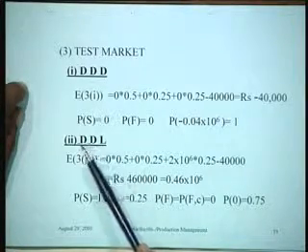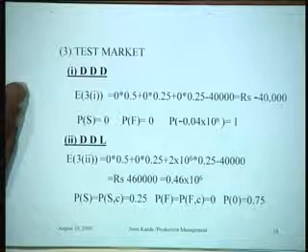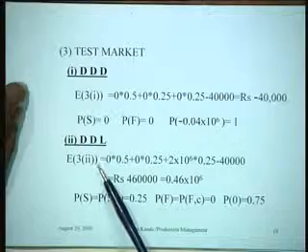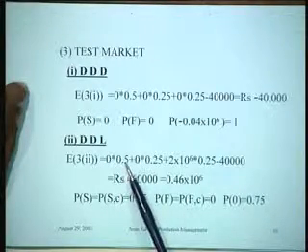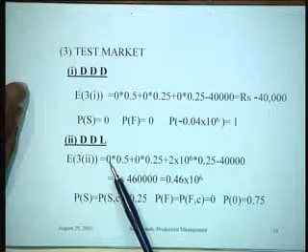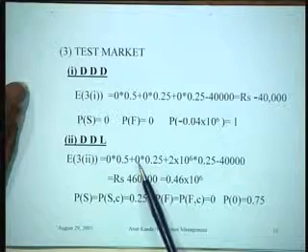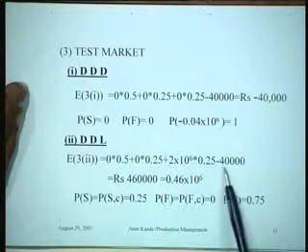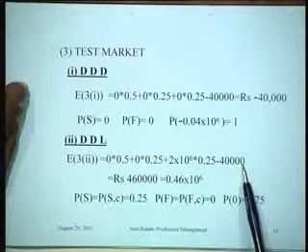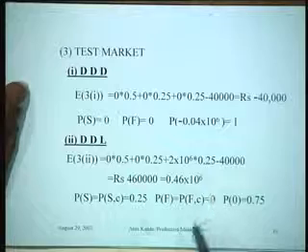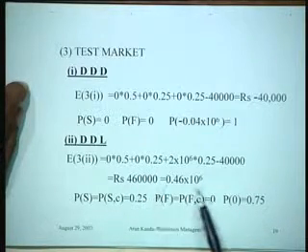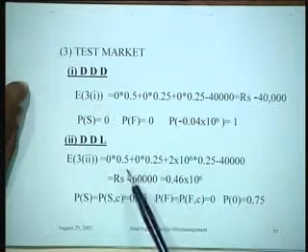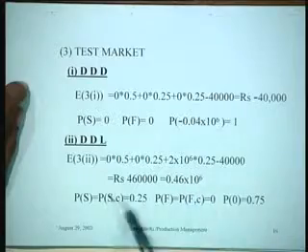Similarly, if you look at the other strategy, DDL, that is drop and launch situation, what are the consequences? There is a probability of 0.5 of not gaining anything. There is a probability of 0.25 of not gaining anything. And there is a probability of 0.25 of gaining 2 million rupees in this particular stage. And of course, in all these cases, there is a loss of 40,000 rupees, which is the cost of conducting the test market here. So what we are basically trying to do here is to determine the probability distributions of all these strategies and also the expected values, which we will use for purposes of guidance rather than for decision making.